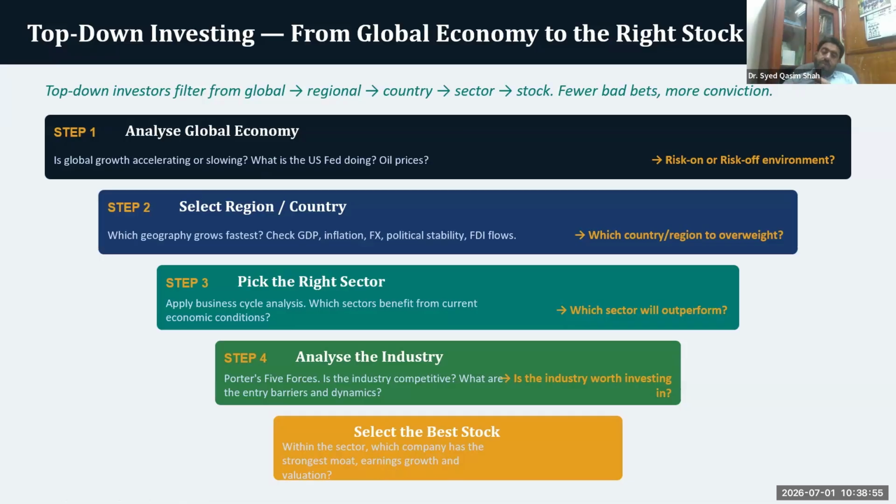So this is how we conduct the whole economic and industry analysis. There are different steps, but we start from the global economy to the region and country, then the sector, and then the industry. And within the industry, we pick the exact company where we need to invest. This whole analysis will help to perform or beat the market as well.